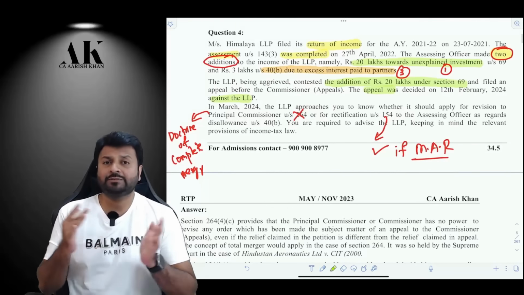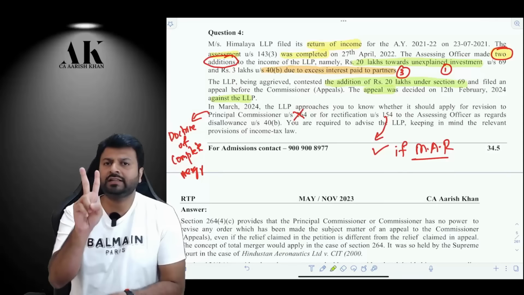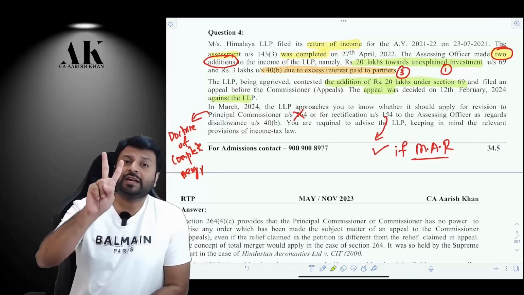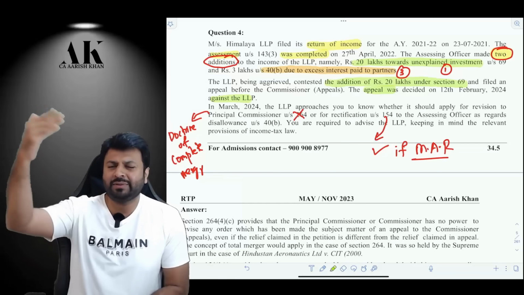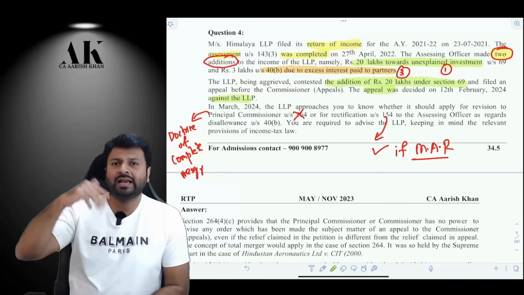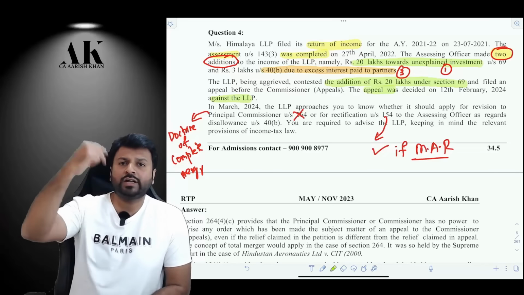Next question is based on what? There was one assessee who has filed the return. After filing the return, assessments are done. In the assessment, there are 2 mistakes, there are 2 additions made by the assessing officer, out of which one addition is some unexplained investment that AO has added back, and second is excess remuneration paid to the partners as per 40B that AO has added back. So these are the 2 additions that AO has added back.